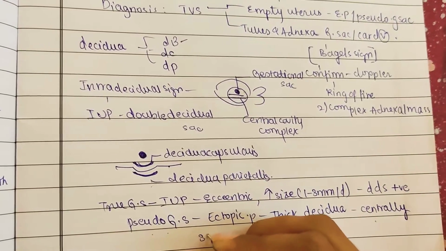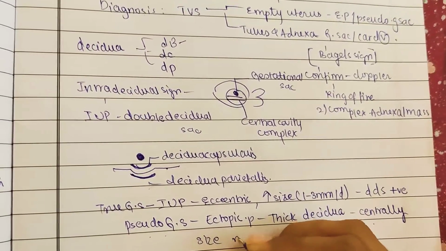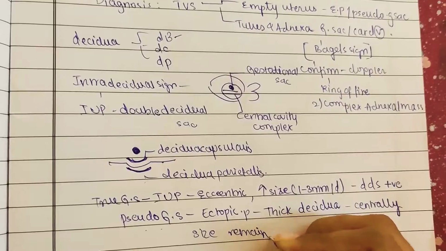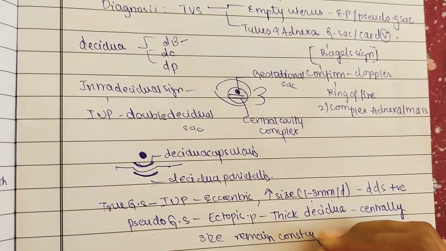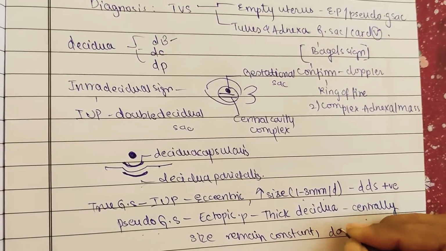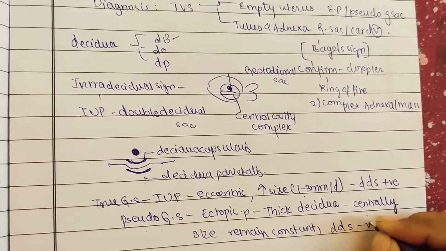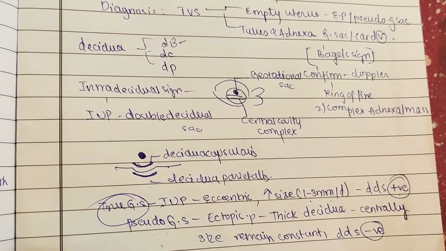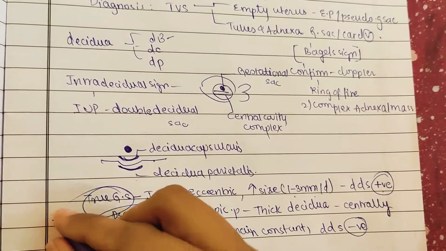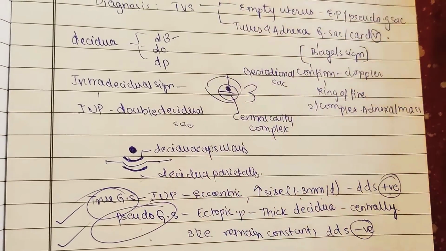And the size remains constant, but there, if you see, the size is increasing like 1 to 3 millimeters per day, right? And the next thing is here the double decidual sign will be negative, there it is positive. So these are the differences between a true gestational sac and a pseudo gestational sac, which you need to observe.